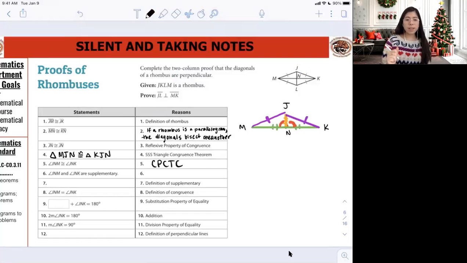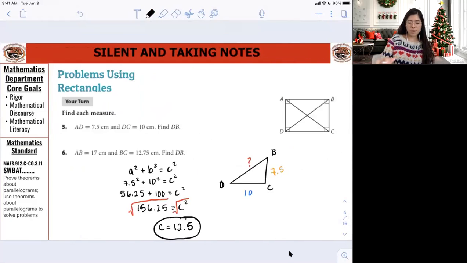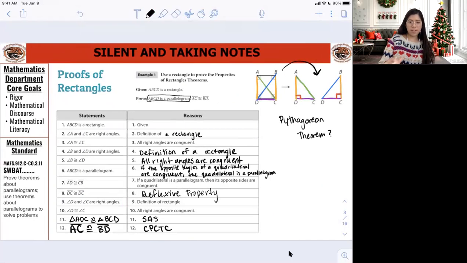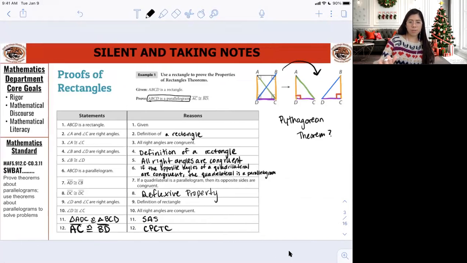Remember what I said at the beginning? When you use a triangle theorem, the next step is going to be CPCTC. It happened in this example. It happened in this example. And it even happened in our bell ringer. When you use a triangle theorem, the next step will most likely be CPCTC: congruent parts of congruent triangles are congruent.